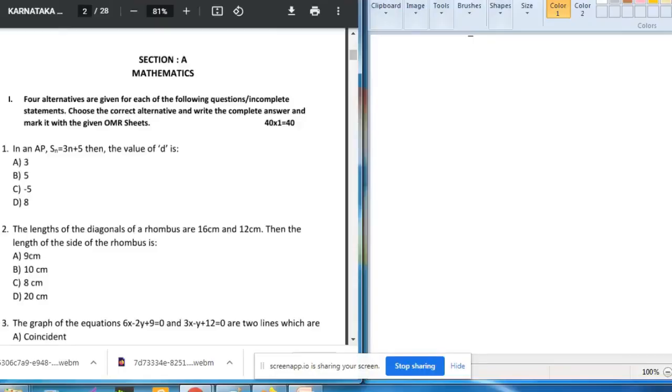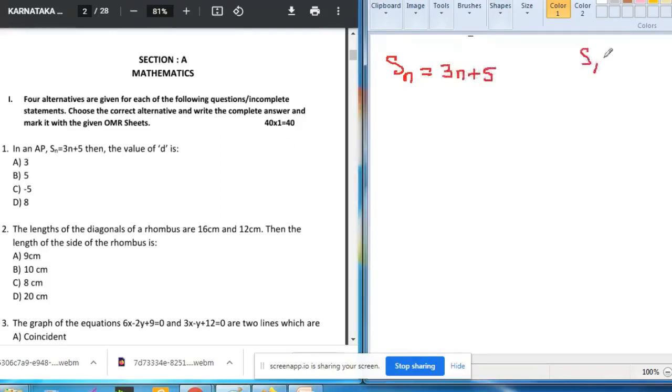Let us start with the first model paper given by Karnataka board in mathematics subject. We have 40 questions and we are going to start with the first question. I have given Sn is equal to 3n plus 5 and asking to find d. D in arithmetic progression is nothing but common difference. Sn is equal to 3n plus 5.